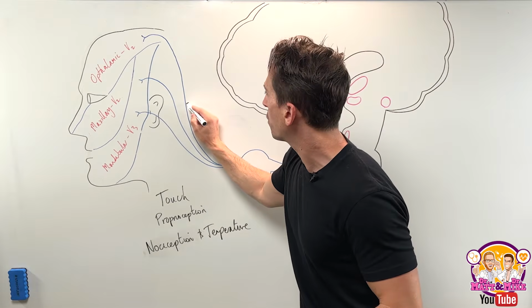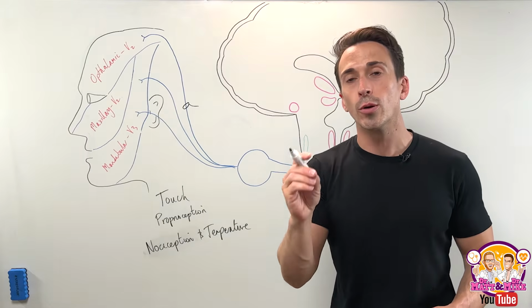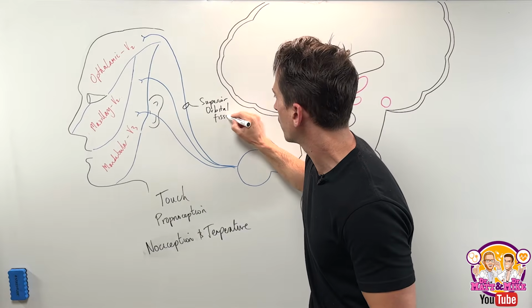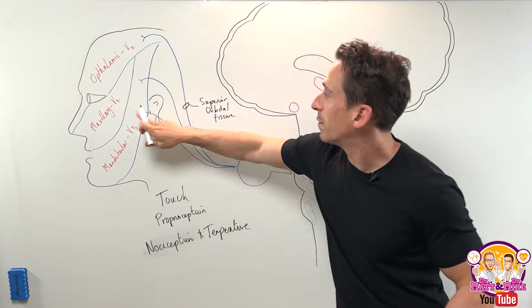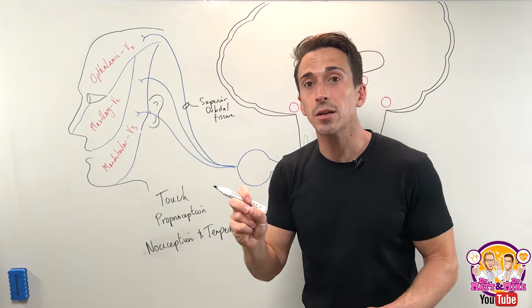When it comes to the ophthalmic division, it moves through an area called the superior orbital fissure of the skull. When it comes to the maxillary division, it's moving through the foramen rotundum.